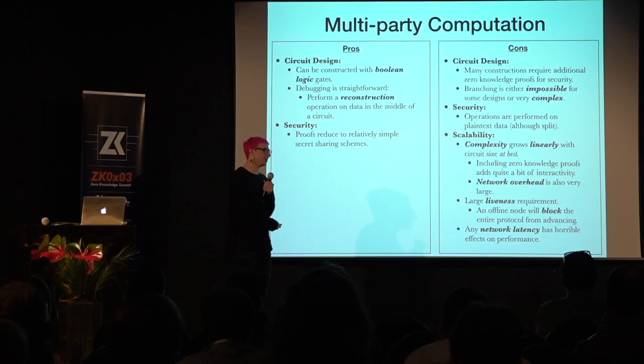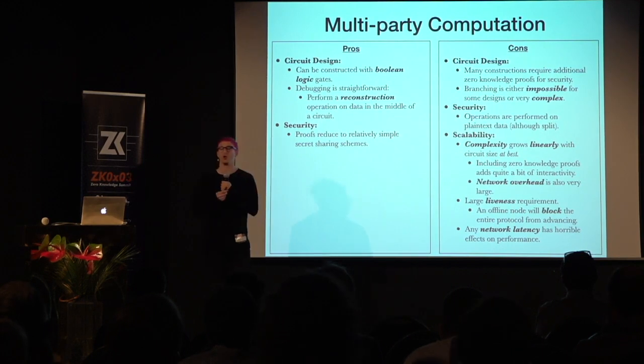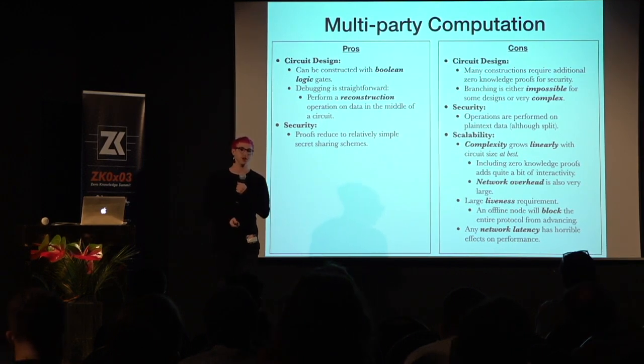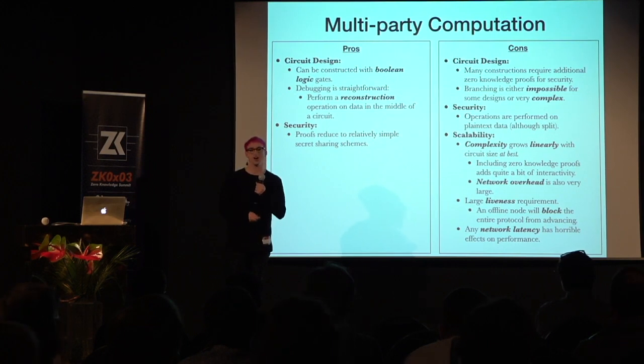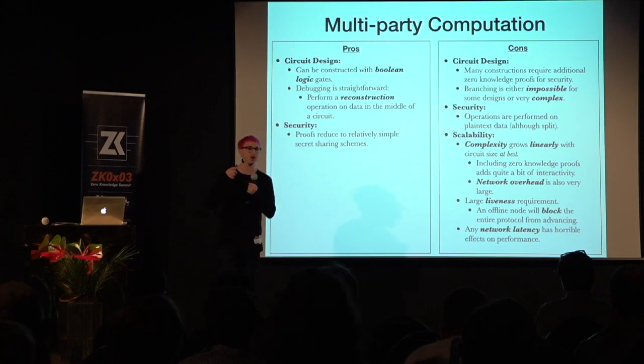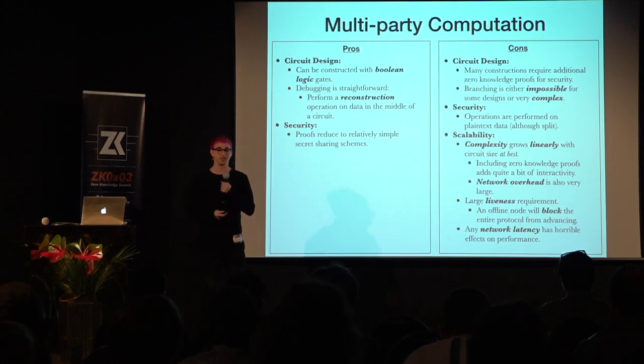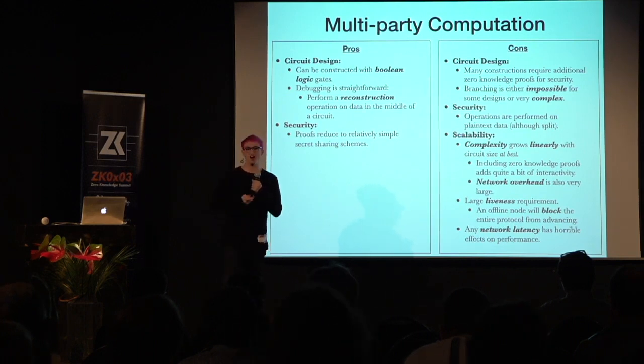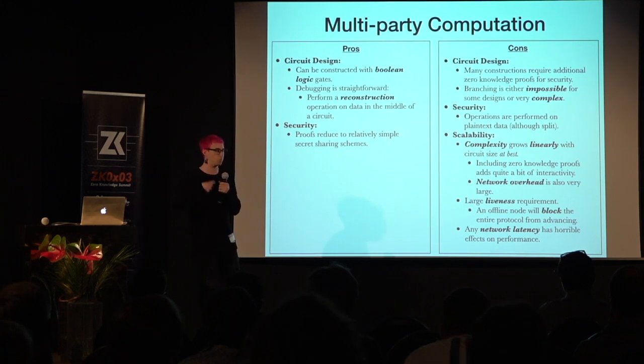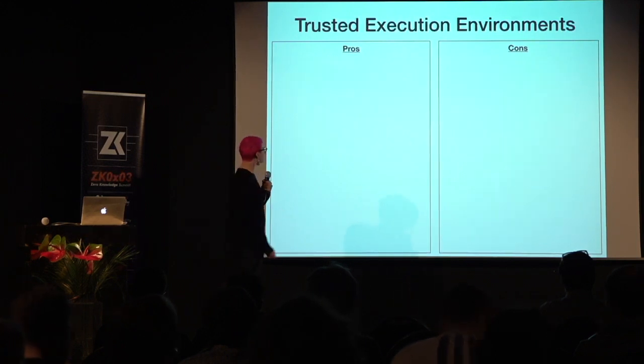And any network latency can have absolutely horrible effects on these protocols. If you have to wait 10,000 milliseconds to communicate with one party, well, since it's exponential, you have to talk to them many times. It's a few thousand milliseconds that you have to continuously wait to finish the protocol.